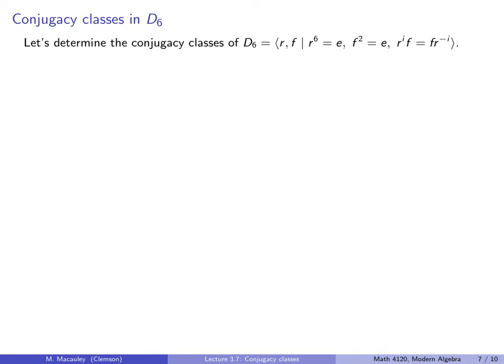It's time for another example. So let's determine the conjugacy classes of D6. And here's the presentation generated by R and F, with R to the sixth being the identity, F squared being the identity. And this relation is written perhaps slightly differently than we're used to. So remember, what usually happens is we have RF equals F R to the, in general, n minus 1. Well, what that means, so let's not write it like this. Let's write that as RF equals F R to the fifth.